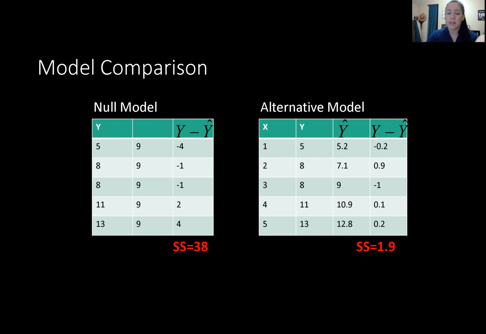But as you can see with these data, you've got y minus y hat on the left for the null model. The sums of the squared error there is 38. And then for the alternative model, that's 1.9. So you can see that the alternative model actually has a much smaller overall discrepancy whenever you calculate the sums of squares than the null model. So that's usually good. That's a good indication that we are probably going to reject the null hypothesis. It seems like this alternative model is kind of where it's at. We'll see.